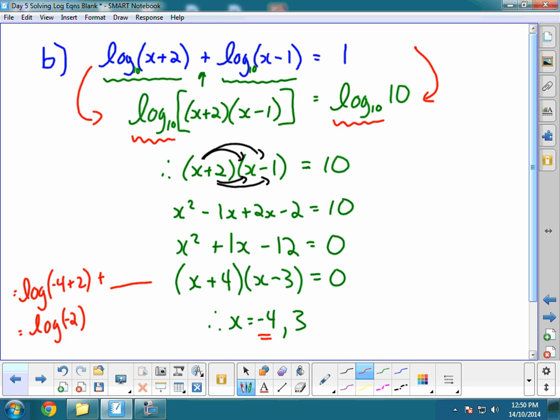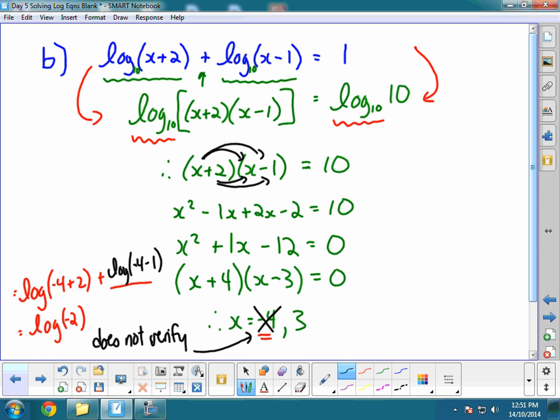So what does that mean? That means that this negative 4 is not going to work. Does not verify. It wouldn't have worked in the other half too, about log of negative 4 minus 1, but all I had to do was see it fail in one spot.